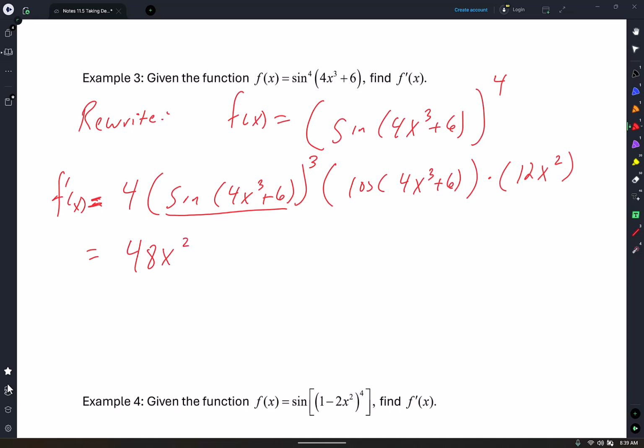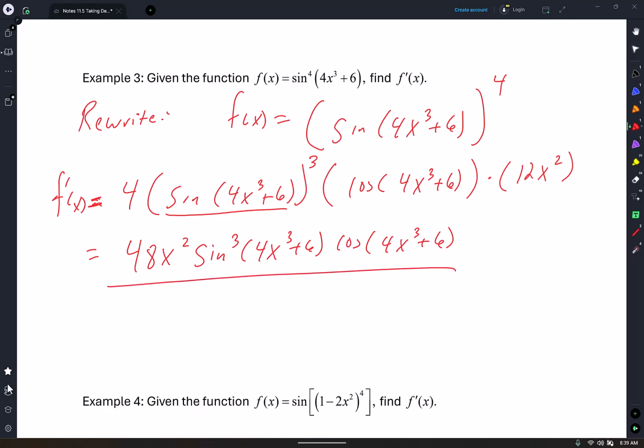48x squared. Let me make sure I'm not making any mistakes. Yeah, we're good. And then if you want, you can go sine to the third of 4x cubed plus 6, cosine 4x cubed plus 6. There's actually a double angle rule that you could probably use, but it's not going to really help, to be honest. And there it is, guys. How do we feel?